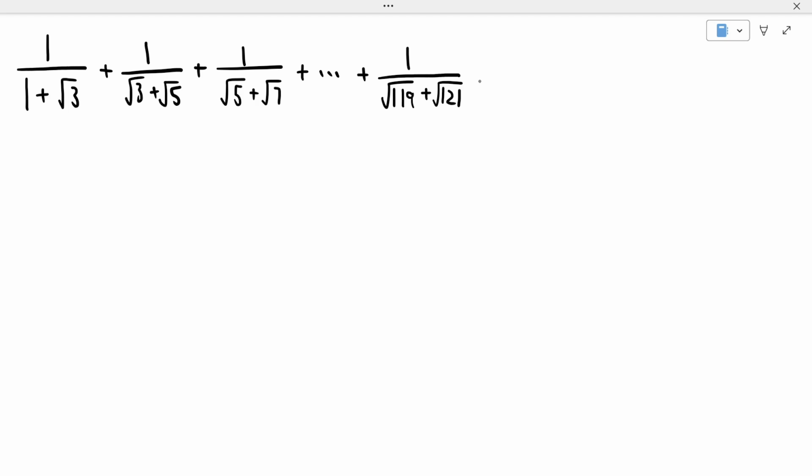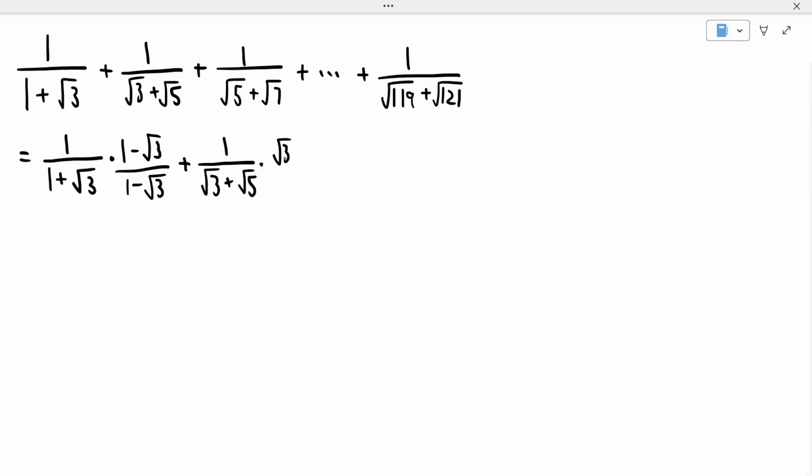Alright, so the first thing to do is to rationalize the denominator for each term. So in the first term, we need to multiply the top and bottom parts of the fraction by the conjugate of 1 plus square root of 3. So we multiply this by 1 minus the square root of 3 over 1 minus the square root of 3. And we do that for the second term as well. And we'll multiply this throughout by the square root of 3 minus the square root of 5 over the square root of 3 minus the square root of 5.